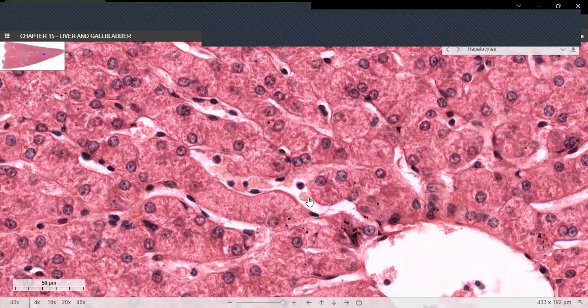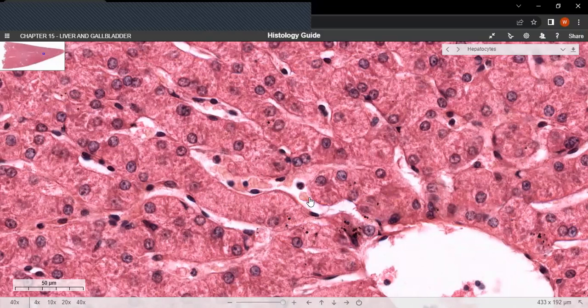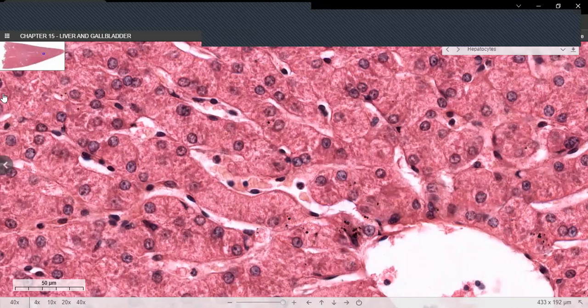Now, as they flow here, remember the endothelial cells of the sinusoids have gaps and fenestrations. Some have gaps, some fenestrations, to allow free movement of plasma in and out of the blood. So blood will be flowing in these sinusoids from that direction towards the central vein.